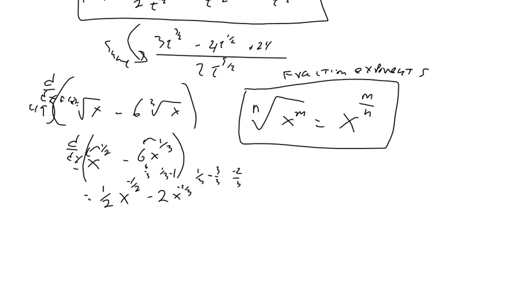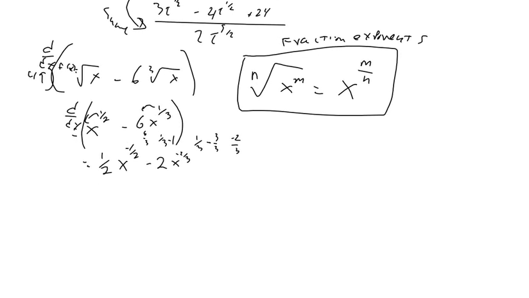Whatever the exponent is, just subtract it by 1. Deal with the fractions. 1/3 minus 3/3 is negative 2/3. Deal with the fractions like you would any other fraction. And our last step, we have to make our exponents positive. 1 over 2x to the 1/2 minus 2 over x to the 2/3. And that's your answer there.